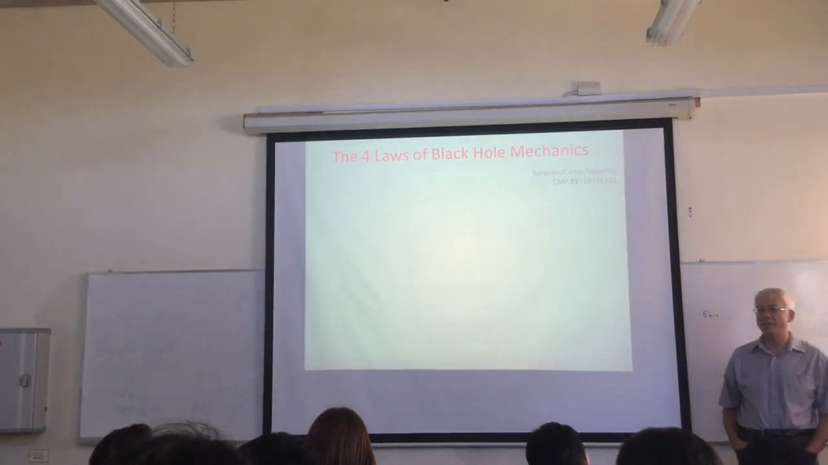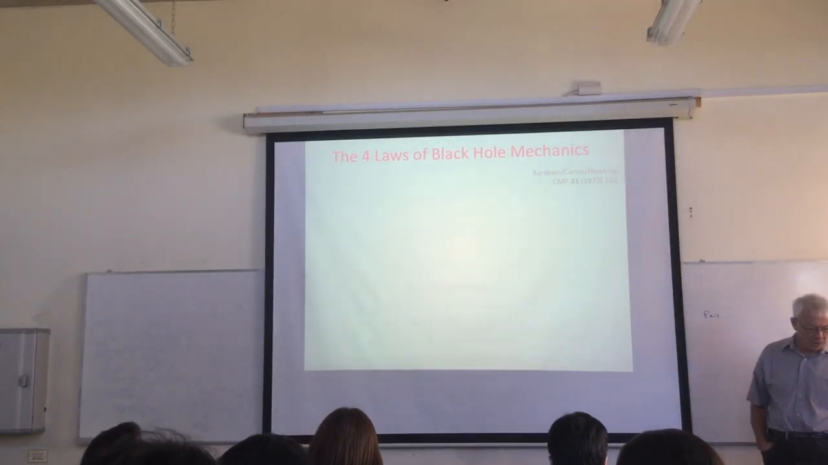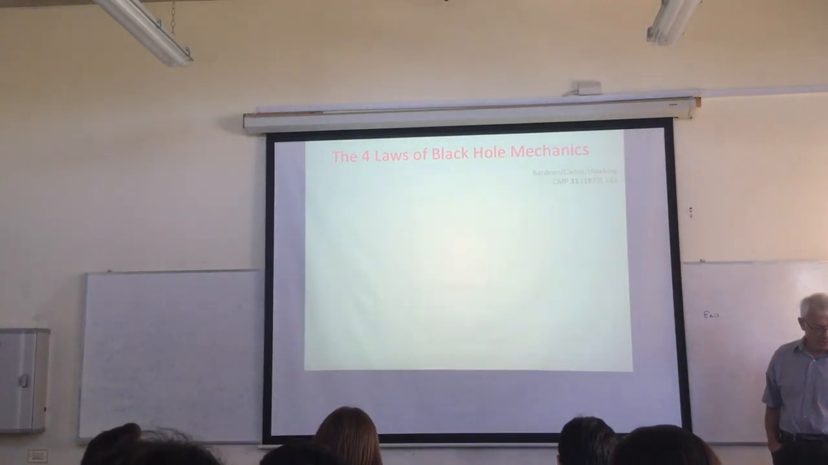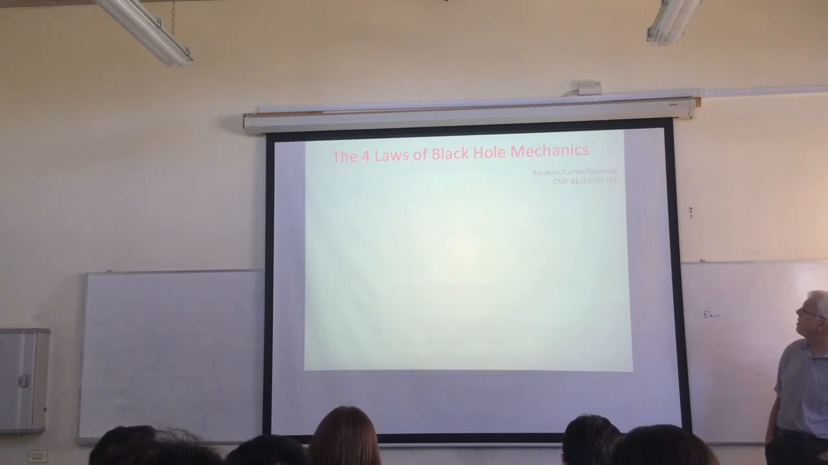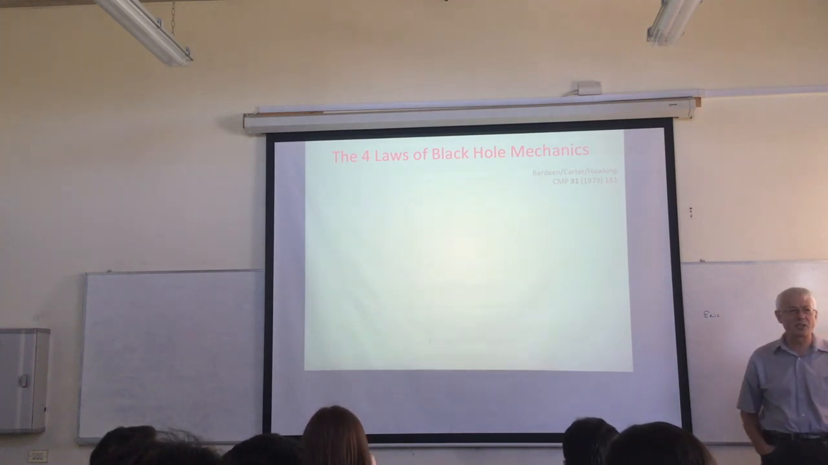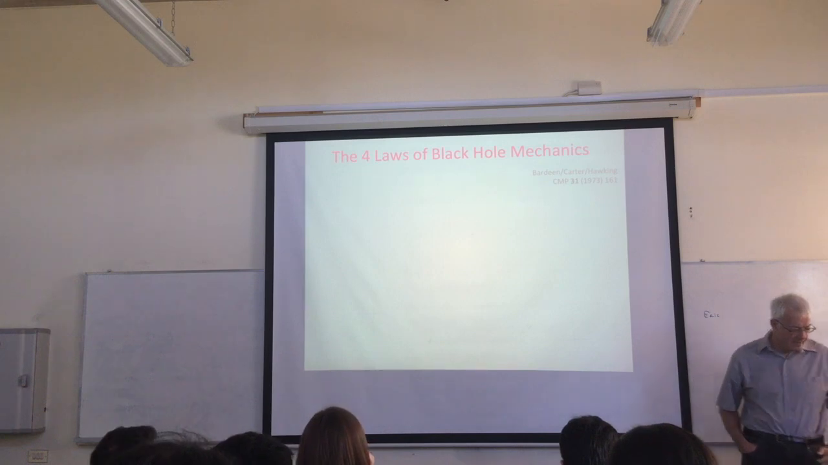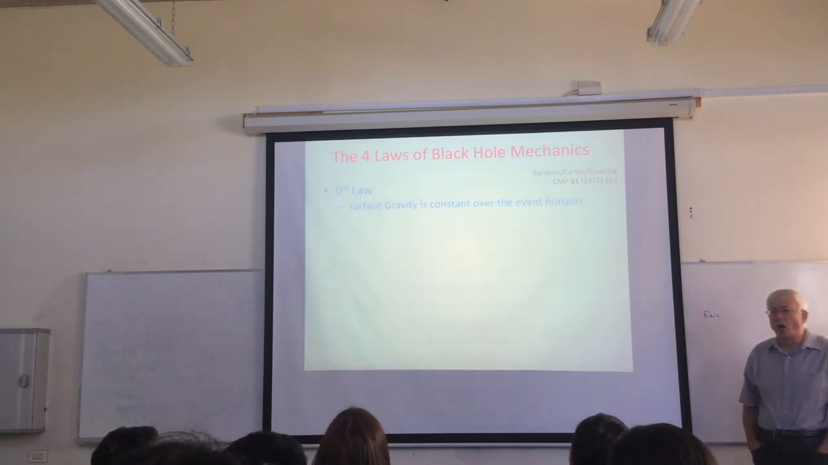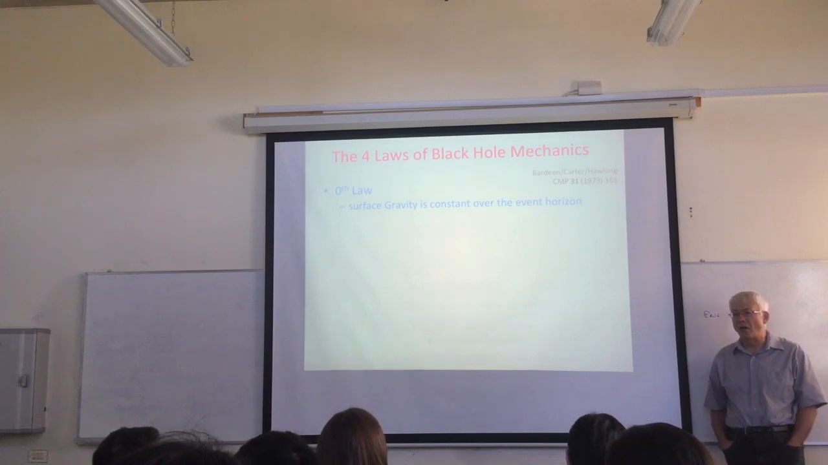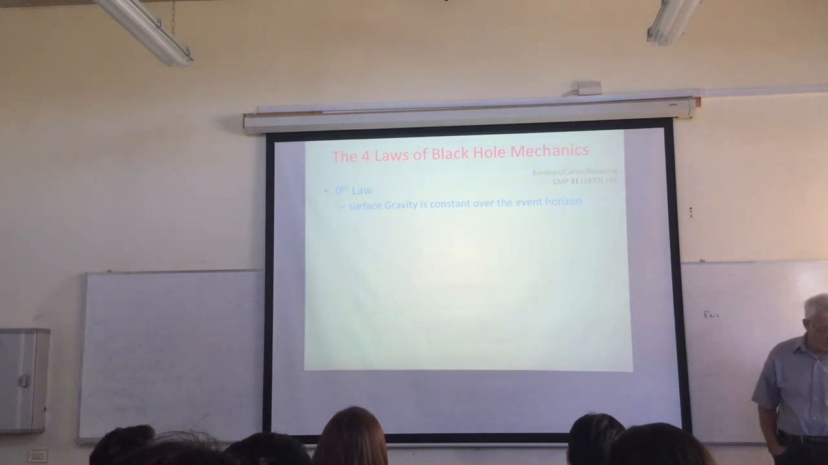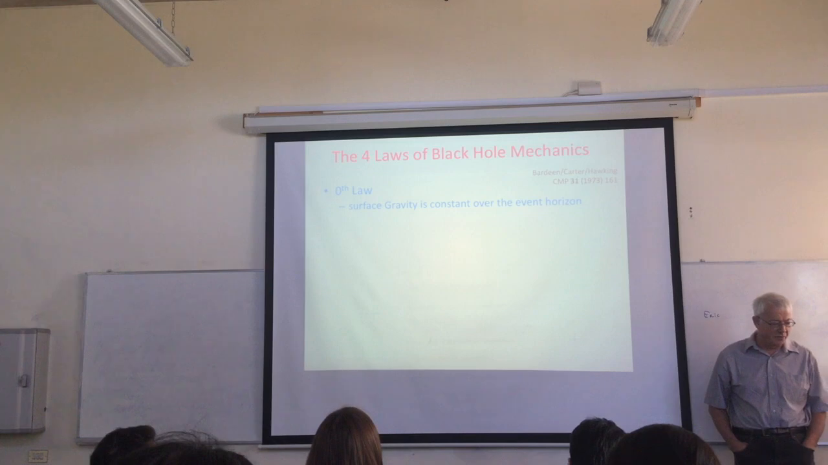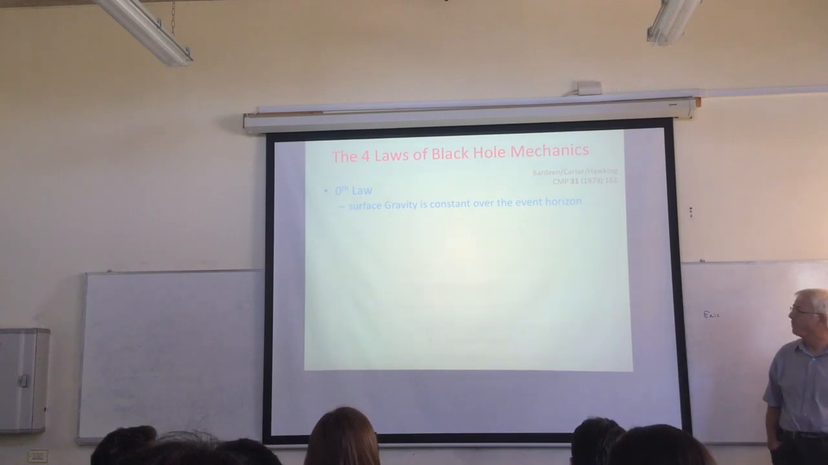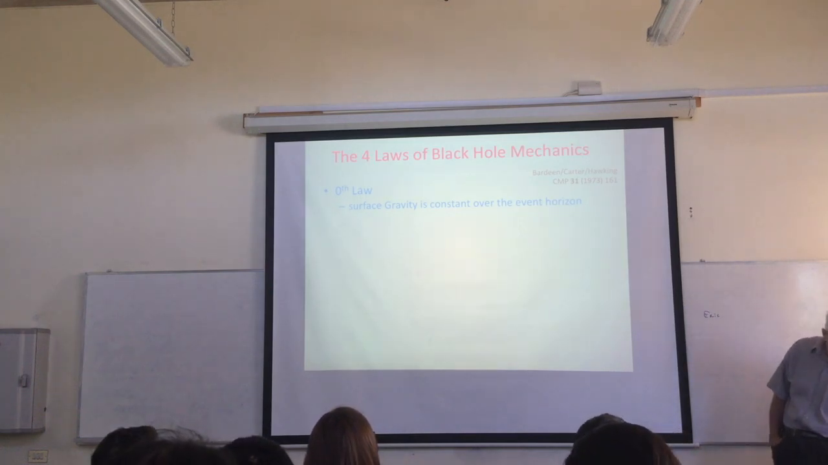black hole mechanics, which were constructed in this paper by Bardeen, Carter, and Hawking. It was actually, they did the first 3, and the 4th one came a bit later. So the 0th law is related to what we saw for the law of equilibrium in thermodynamics, that the surface gravity is constant over the event horizon in an equilibrium state.